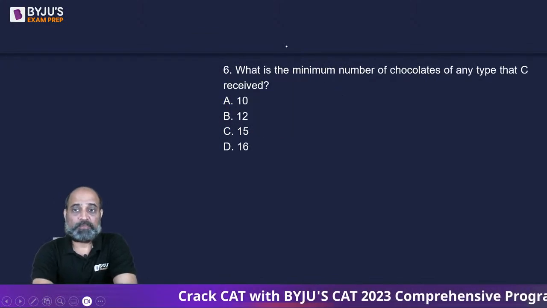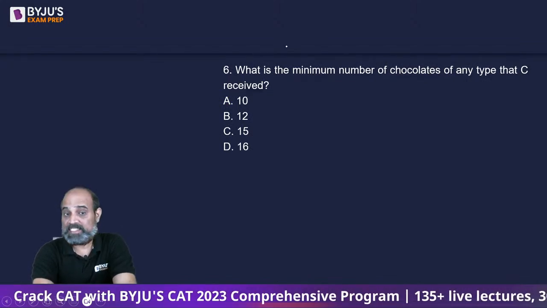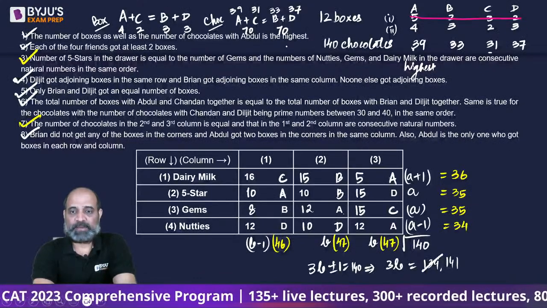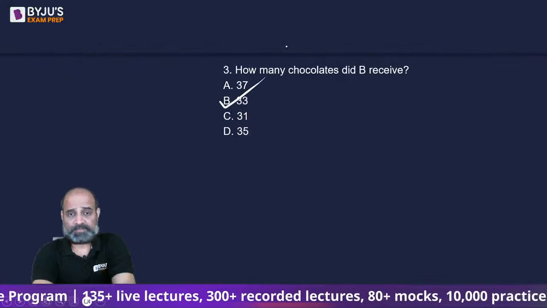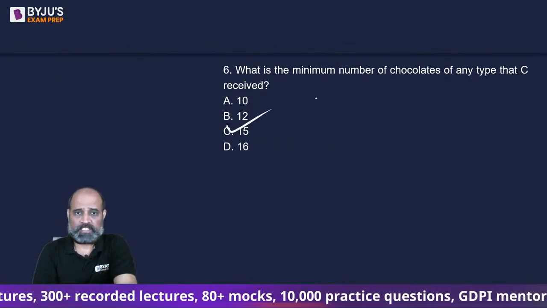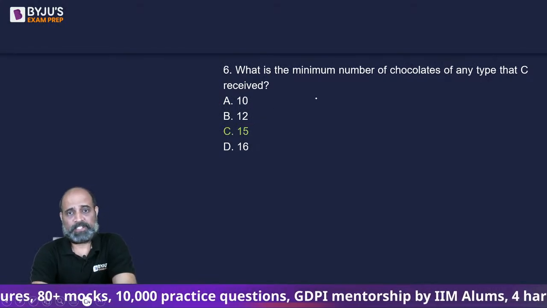What is the minimum number of chocolates of any type that C received? Minimum number of chocolates of any type that C received. Can we say 15 and gems? Gems nahi likha hoga, so 15, the count is required. C will be the answer.